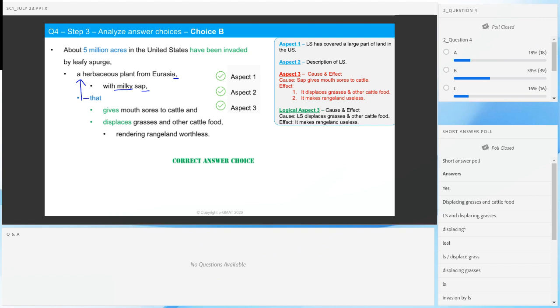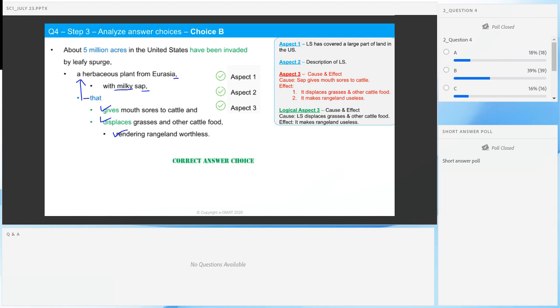We have an article on GMAT Club by the same name: noun modifiers can modify faraway nouns. You can go through it, or maybe you've already gone through it. So you know that this concept exists, and that is what is happening in this sentence. So that here is talking about a herbaceous plant. So what is this sentence saying? The herbaceous plant, or leafy spurge, gives mouth sores. It is the leafy spurge that displaces grasses and other cattle food, which absolutely makes sense. One kind of vegetation displaces other kind of vegetation. And the result of this displacement is that the rangeland, or the grazing grounds, become useless. And everything falls in place in this sentence.